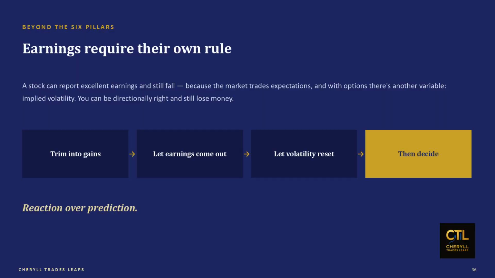Earnings require their own rule. This is especially important with options. A stock can report excellent earnings and still fall. Why? Because the market trades expectations. And with options, there's another variable: implied volatility. You can be directionally right and still lose money. That's why I usually don't want to open a large new LEAPS position immediately before earnings.